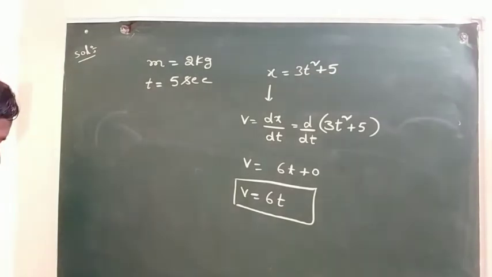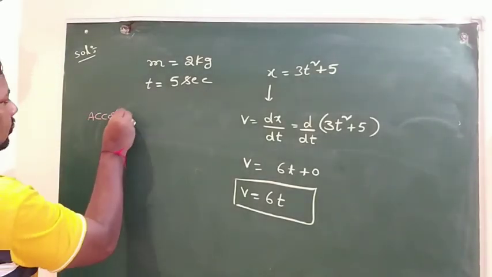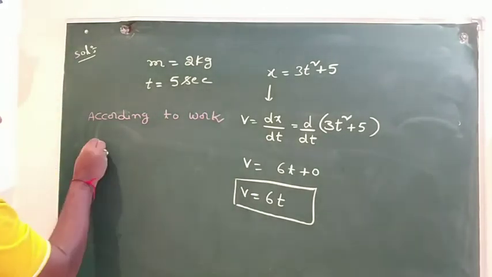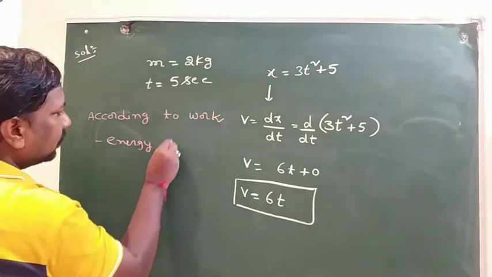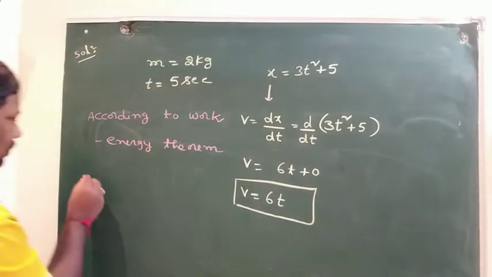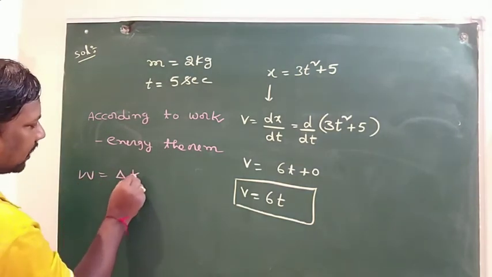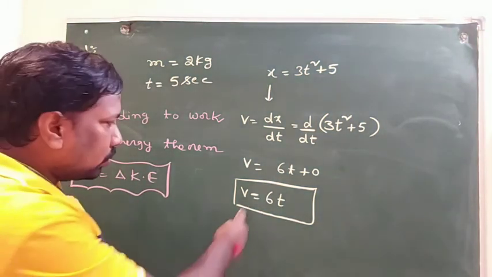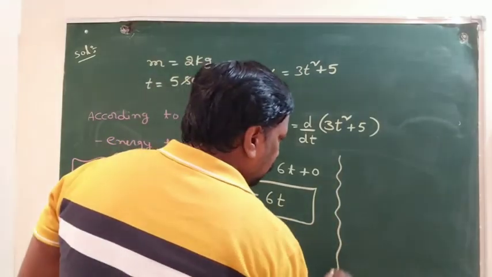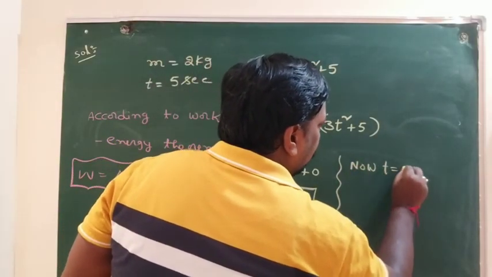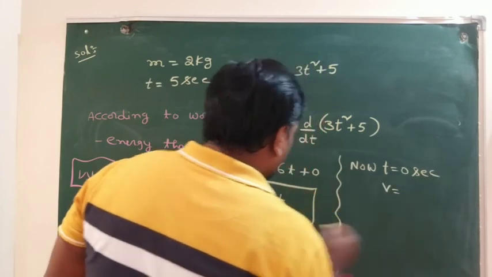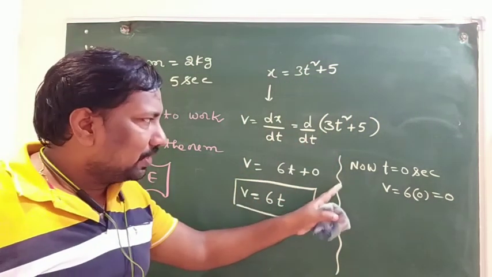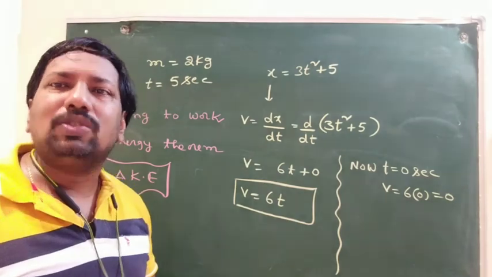According to the work energy theorem, W equals the change in kinetic energy. Here v = 6t. Now at t = 0 seconds, its velocity is 6 into t, that means 0. So at the initial time the velocity of the block is 0.